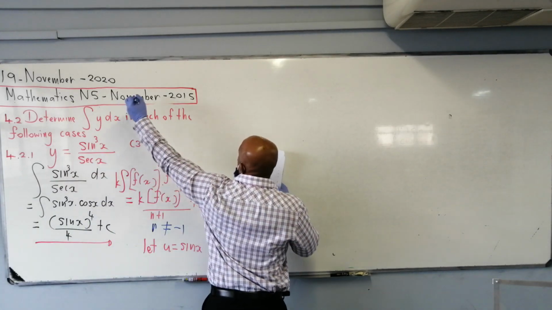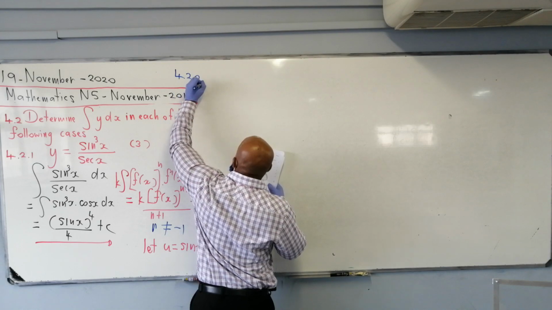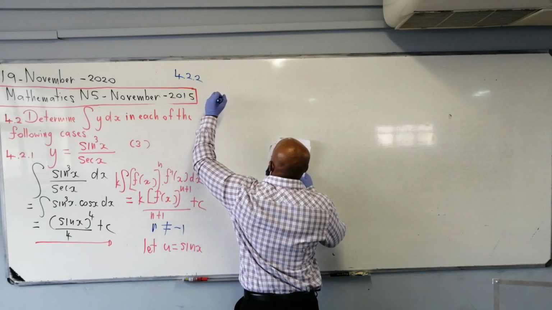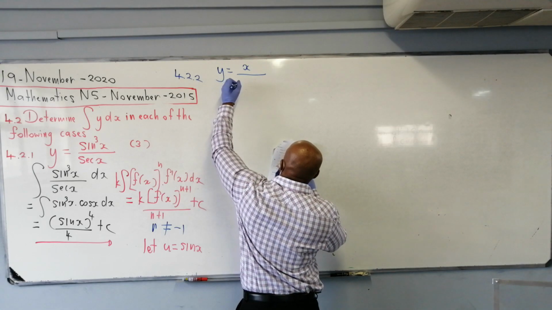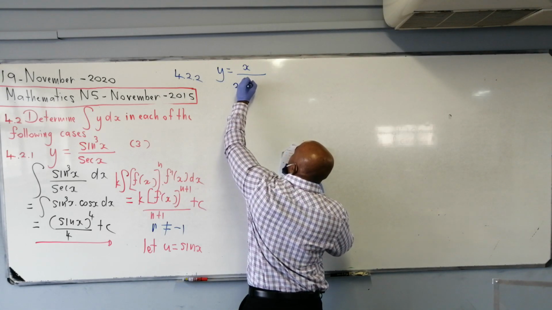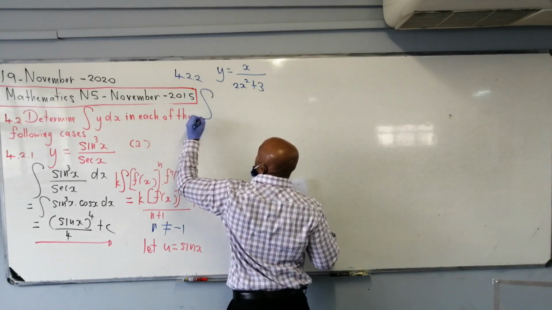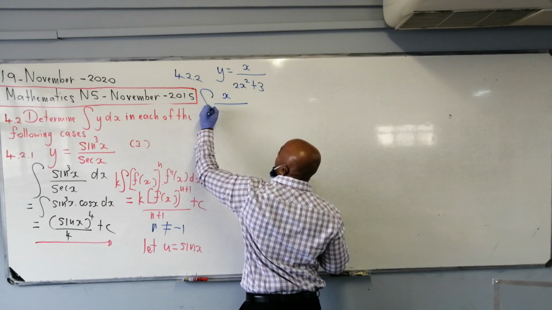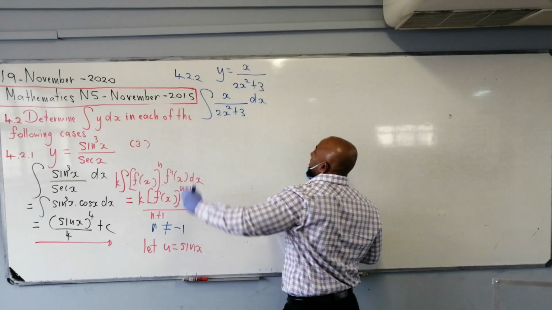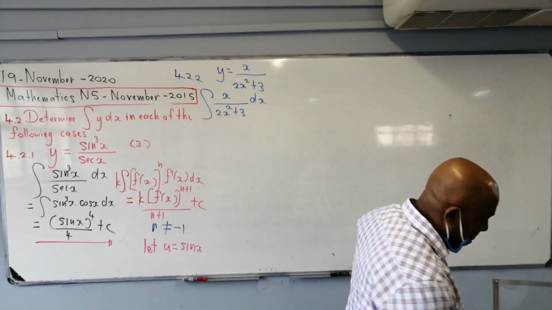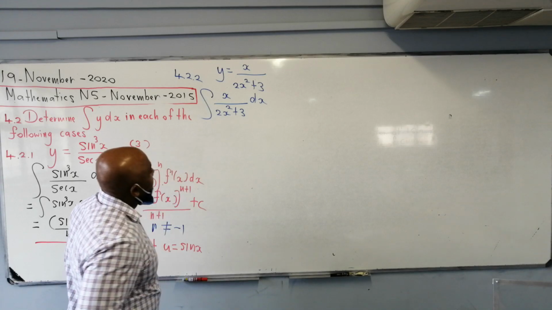So that's 4.2.1, and now 4.2.2. You've got y is equal to x divided by 2x squared plus 3. This is the question paper. When you answer, you will put in your integration sign, the integral of x divided by 2x squared plus 3 dx.